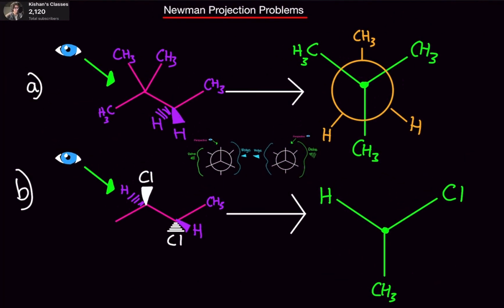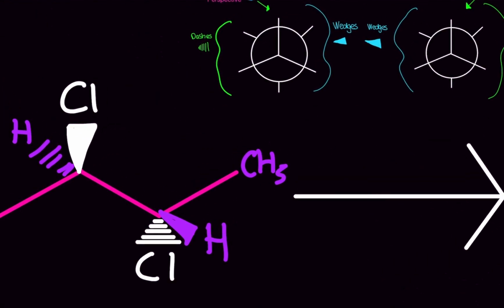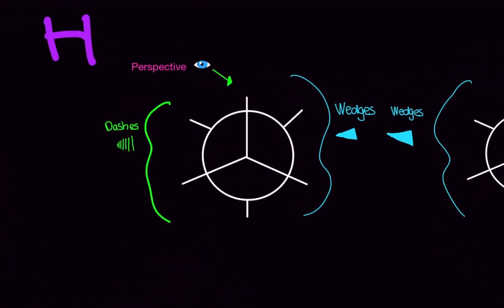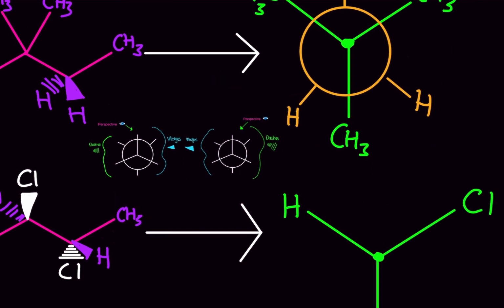Same thing, right? We have a dashed chlorine and a wedge on a hydrogen. Hydrogen's on the wedge and the chlorine's on the dash. Using the same rules here, perspective, since it's going from left to right, wedge is on the right, dash is on the left. So the chlorine will be on the left-hand side.